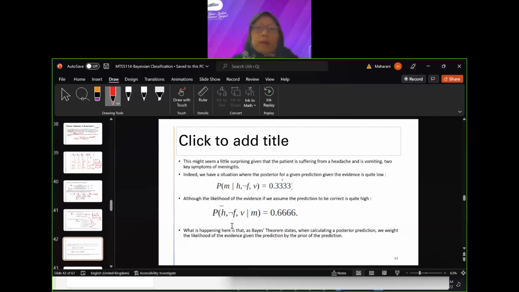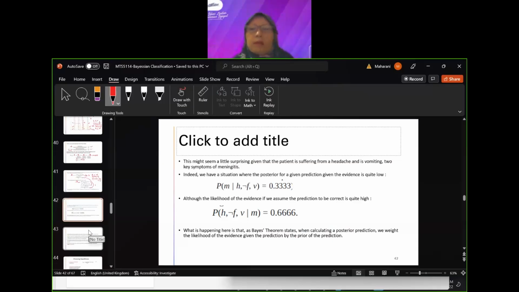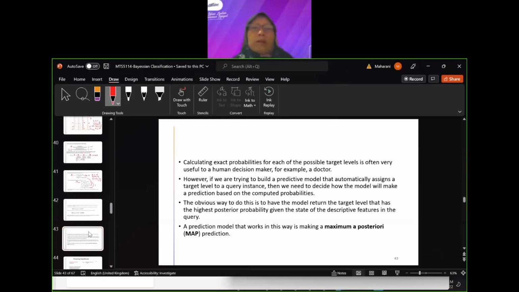This is the one that I already concluded, right? So the chance of a patient getting meningitis with two symptoms is quite small compared with non-meningitis.